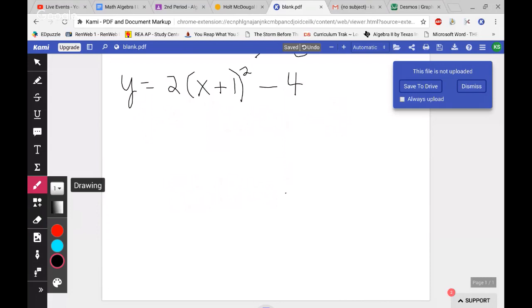So my shifts would be what? And then is this going to make it skinnier, like moving in toward the y-axis, or is it going to make it fatter? Okay, so left 1, down 4, and it's going to make it skinnier. Good job. So it squishes in toward the y-axis. Good job.